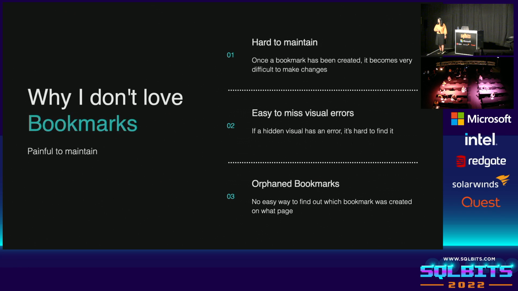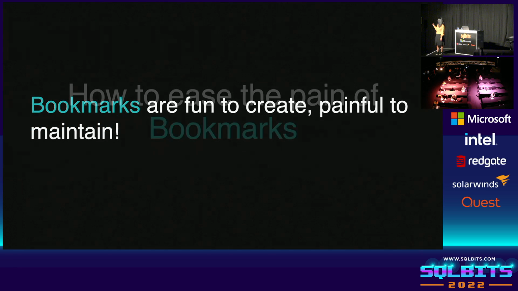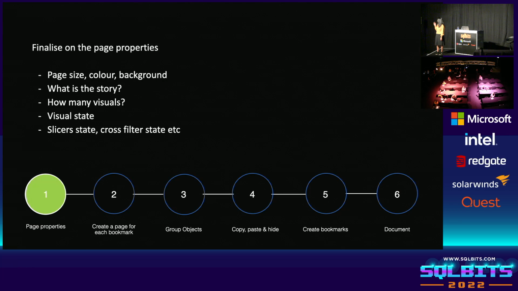Why I don't like bookmarks: it's a pain. It is a real pain. So, considering the time, I'm going to quickly think about how we could ease the pain of bookmarks. There are 6 steps I came up with. So first thing is you decide your story. What is it that you want to tell? You decide your size, your theme, and everything, and also your visual state.